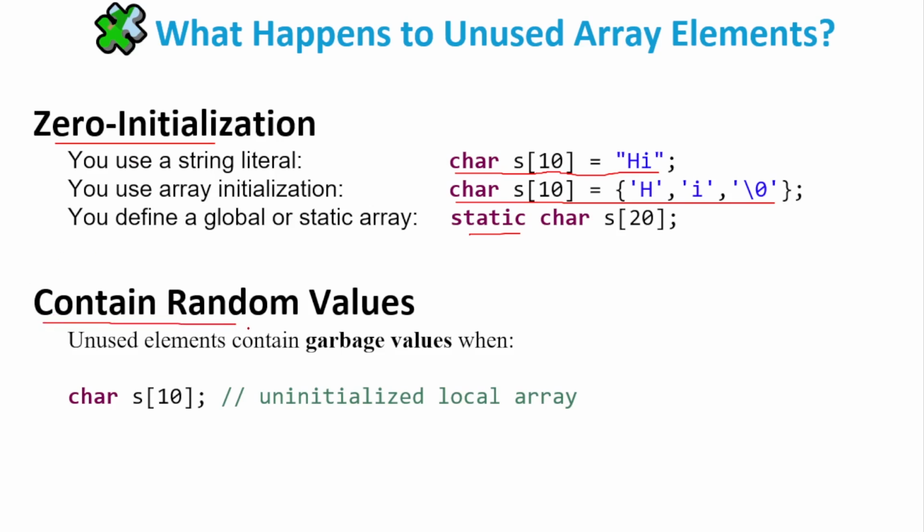When they contain random values. When you declare a local array without assigning any initial values, the memory remains uninitialized. This means leftover random data will remain inside the array. These unpredictable values are called garbage values.